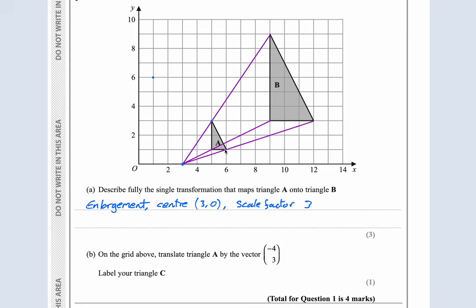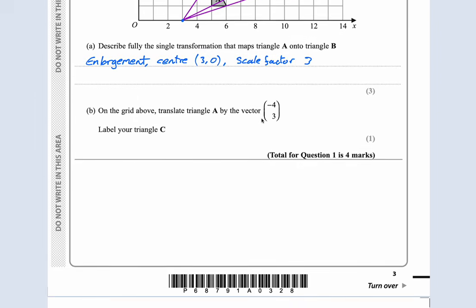Now you could do the same for all the other points. 1, 2, 3, 4, 1, 2, 3. Or you actually don't even need to do that, guys, because once you've got 1, a translation means it's the exact same shape. So you just draw the exact same shape. It says label your triangle C. So we'll just call that triangle C.